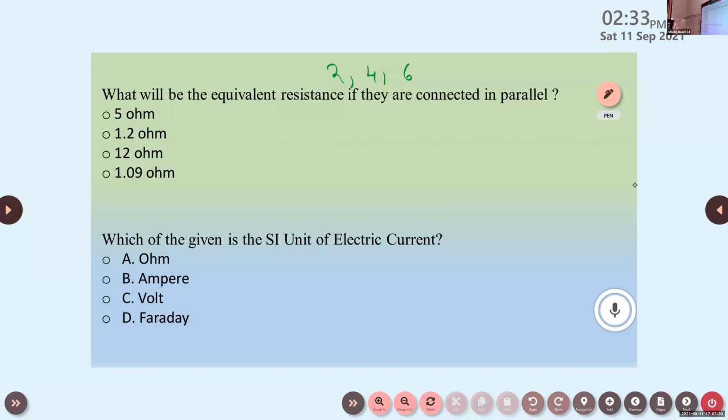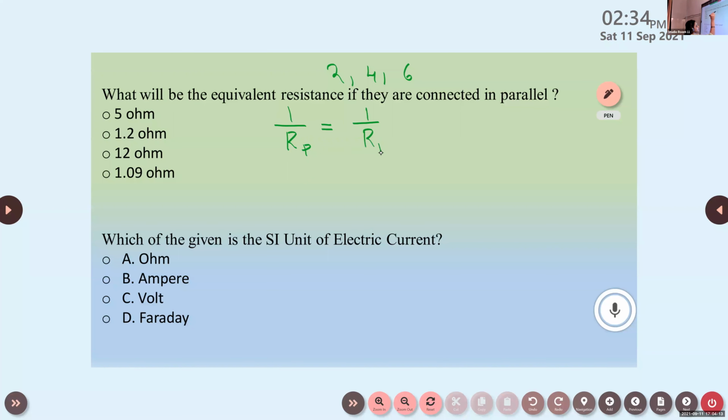Equivalent resistance if they are connected in parallel. Ma'am, D. B. D. Okay, yeah, it's right. How can we calculate the equivalent resistance in a parallel combination? What is the equation? Yes, 1 by Rp is equal to 1 by R1 plus 1 by R2 plus 1 by R3.